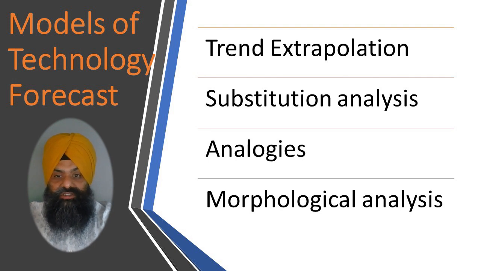Various models are used in organizations for technology forecasting to achieve future growth of objectives in the organization. The primary models are trend extrapolation, substitution analysis, analogies, and morphological analysis. Trend extrapolation analysis analyzes information and data sets to identify relevant trends that can be extended to predict the organization's future capability for successful growth.